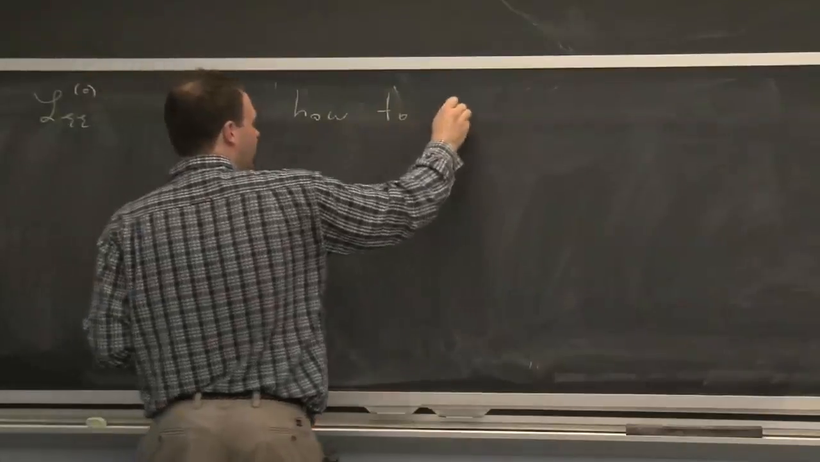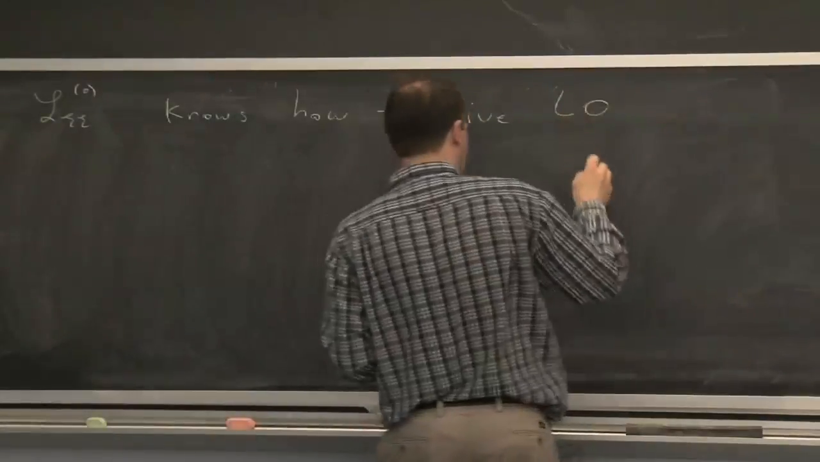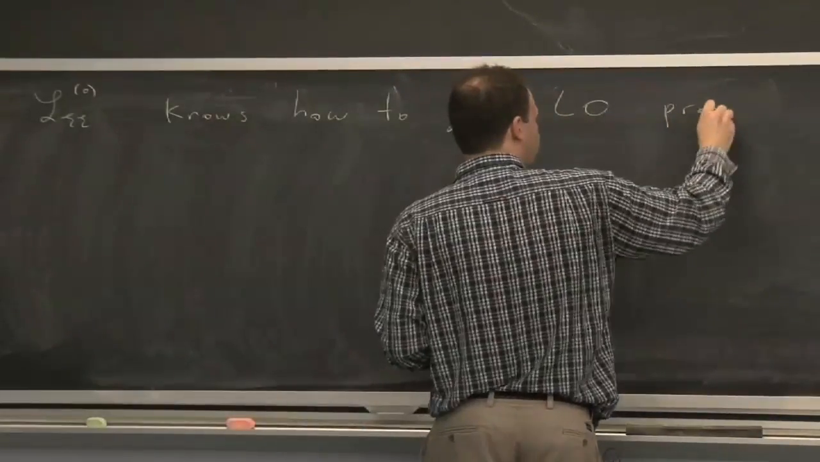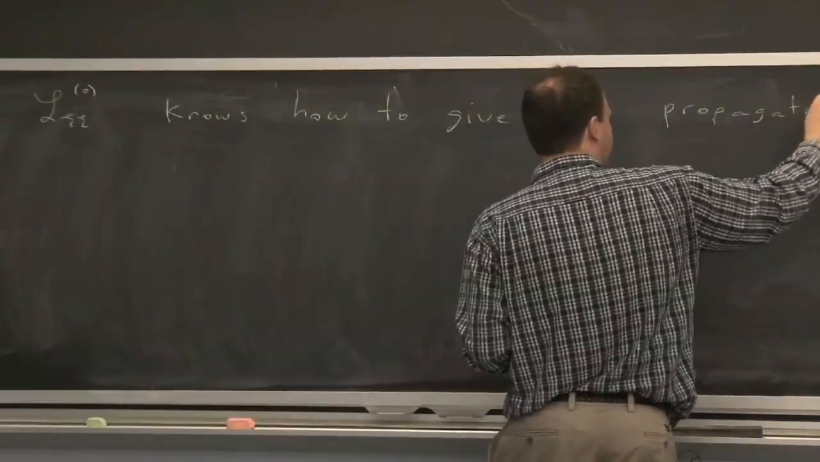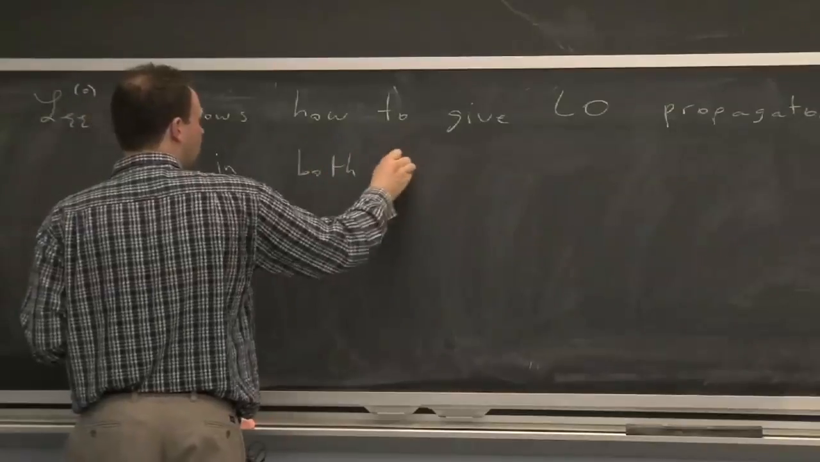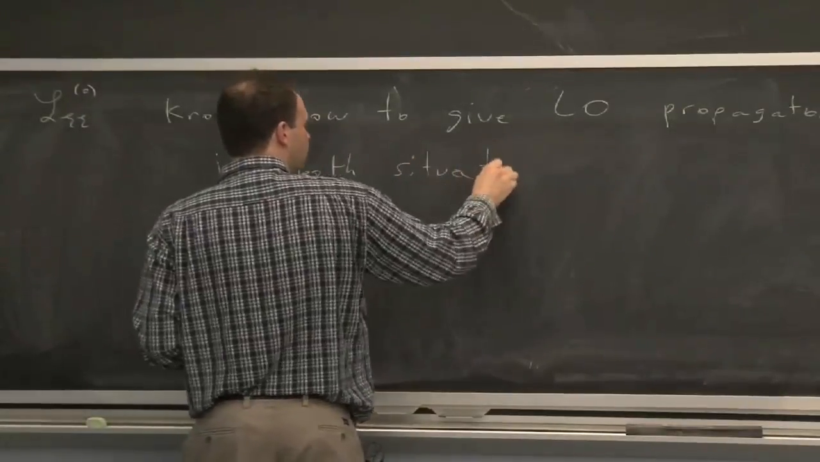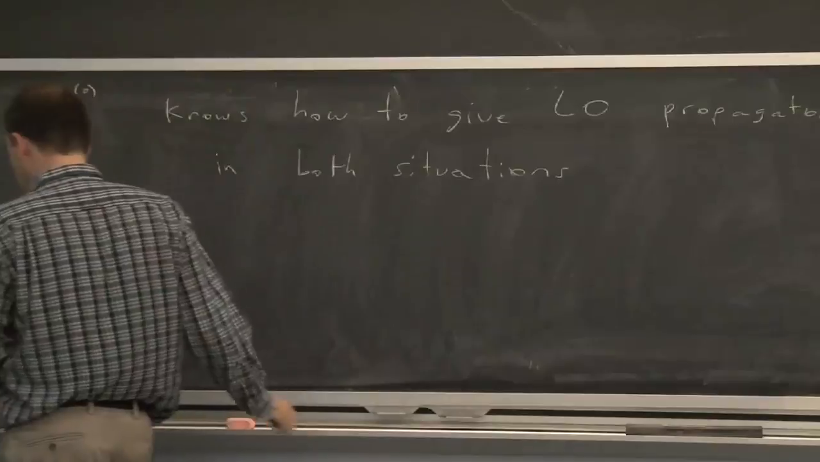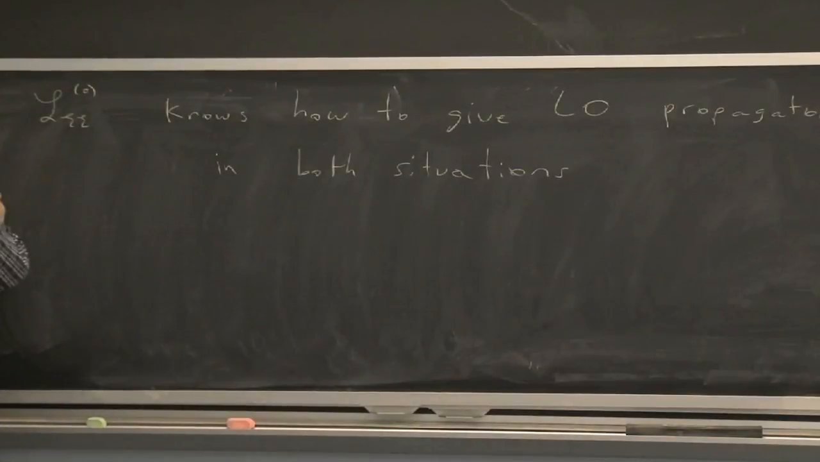And we don't have to expand any further. The Lagrangian knows how to give the leading order propagator for any situation that we might be interested in at leading order, which are these two situations. What about Feynman rules for interactions?